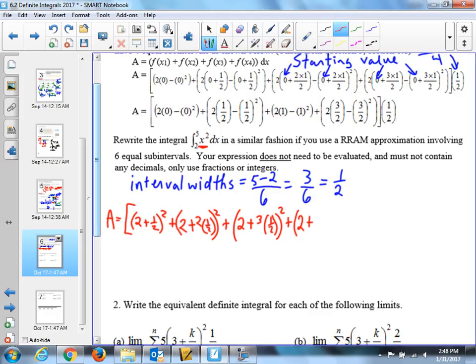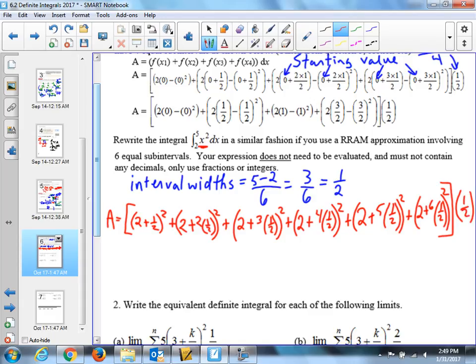Starting at 2 and 4 groups of a half, whole thing squared. 2 plus 5 groups of a half, squared. 1, 2, 3, 4, 5. 2 plus 6 groups squared. So I've gotten to 5 now. End the bracket. Those are all of the heights, right? Times the width of each interval, 1/2.